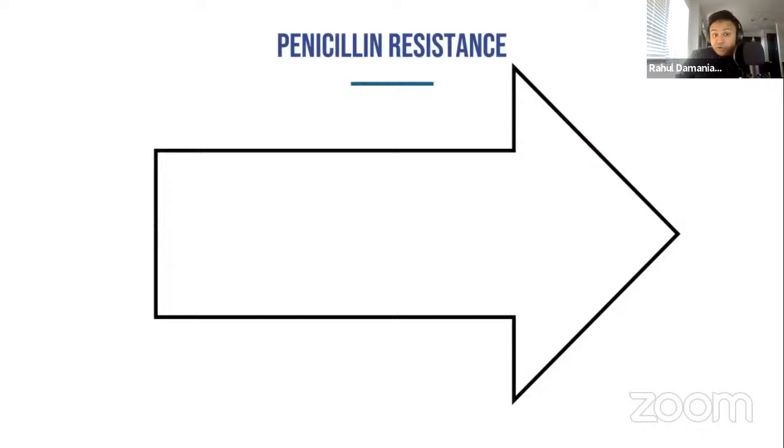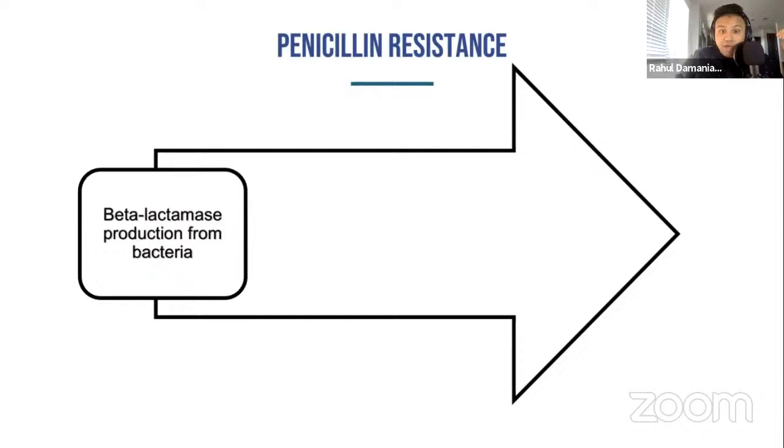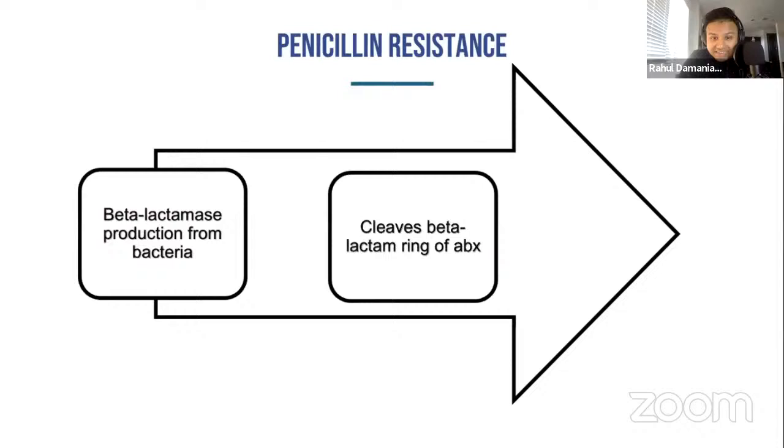So for example, penicillin resistance, we talked about beta-lactamase production from bacteria. We talked about the fact that the beta-lactamase are going to cleave the beta-lactam ring of the antibiotics, and the bacteria then is going to win.